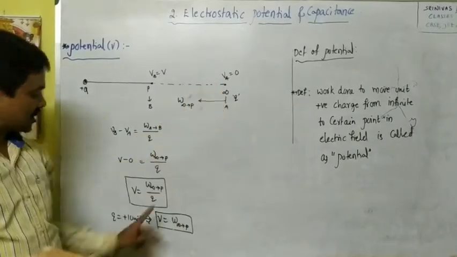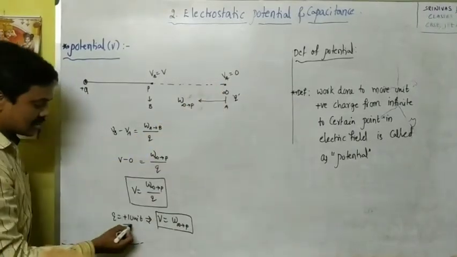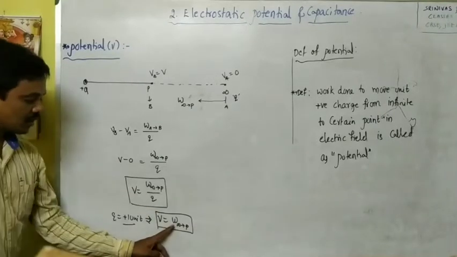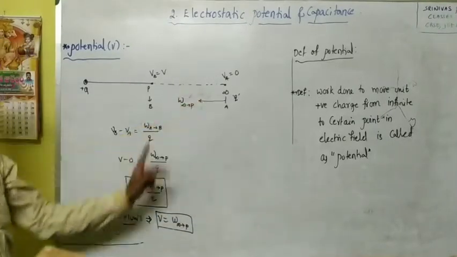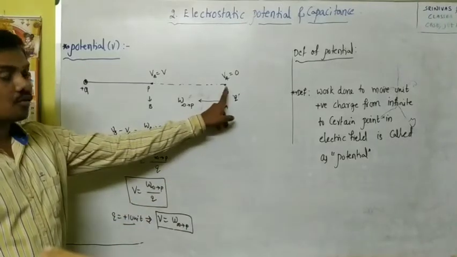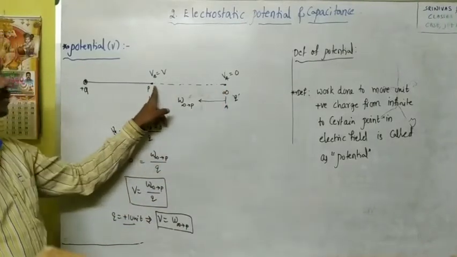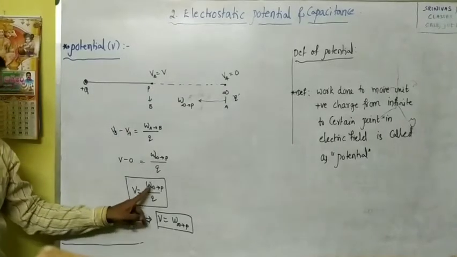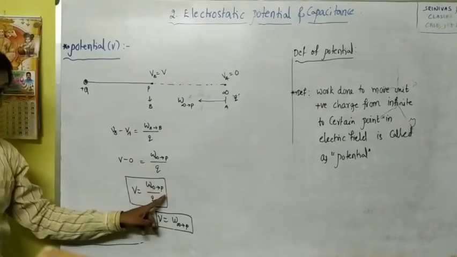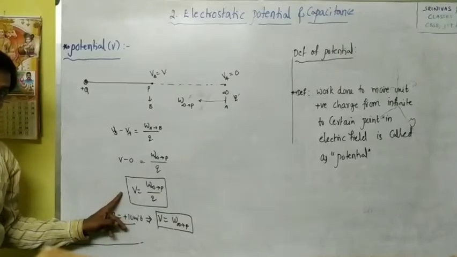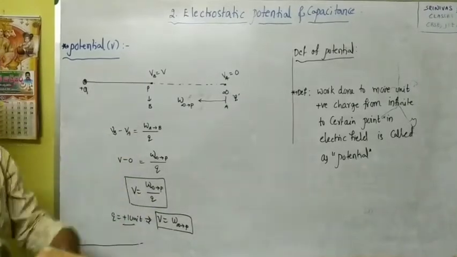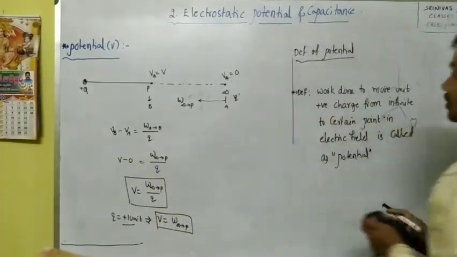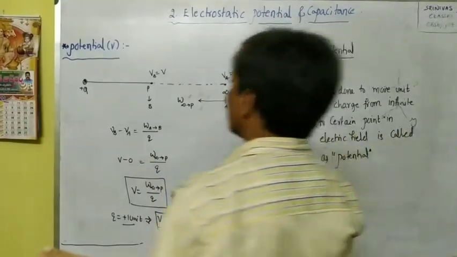Work to move unit positive charge. You have to take unit positive charge; if you take Q as 1, then potential is equal to work. Work to move unit positive charge from infinite to a certain point is equal to potential. Work from infinite to a certain point gives you potential, and from one point to another point gives you potential difference. And this is about potential and potential difference.